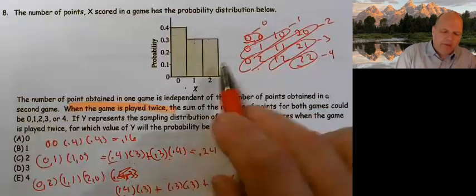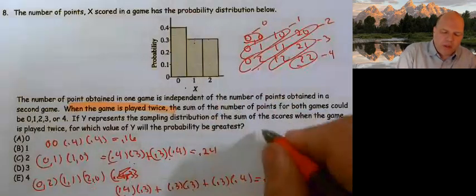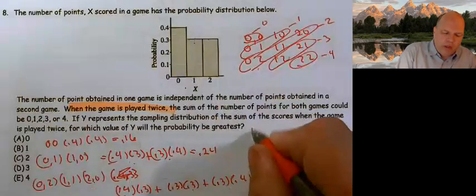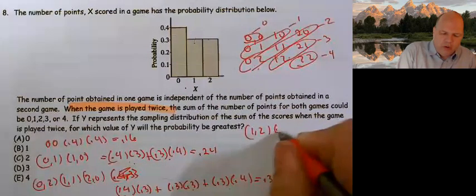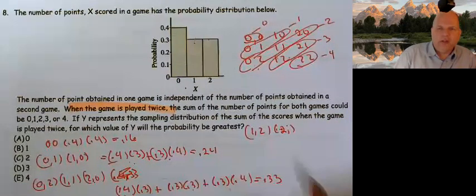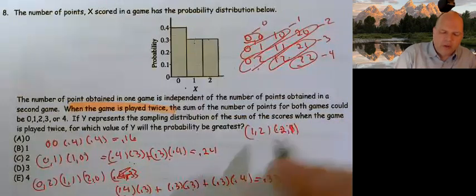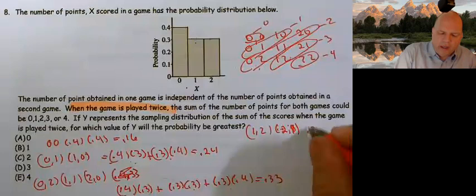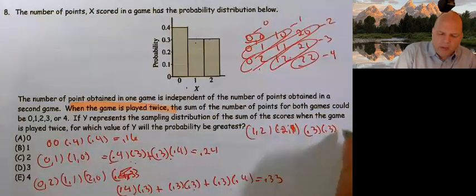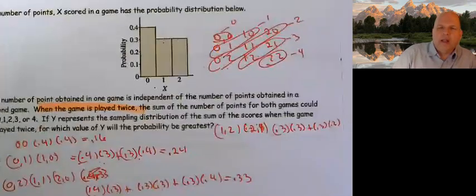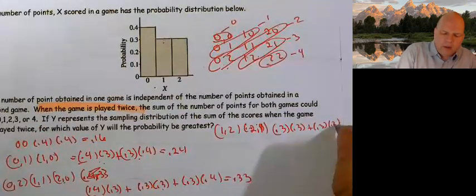Then I have to do 1 and 2 and 2 and 1, this is for the 3s, because those sum to 3. 1 and 2 would be 0.3 times 0.3 plus 0.3 times 0.3, and that is 0.09.